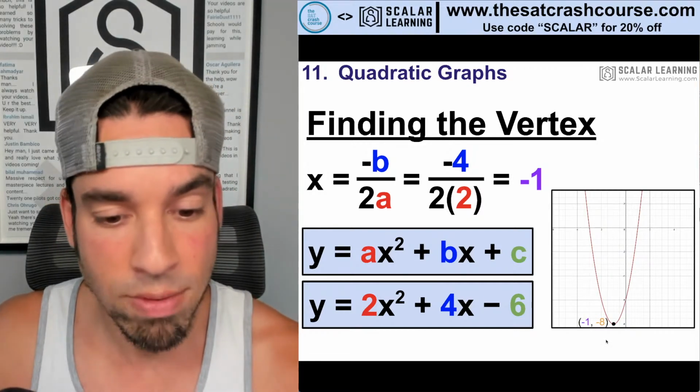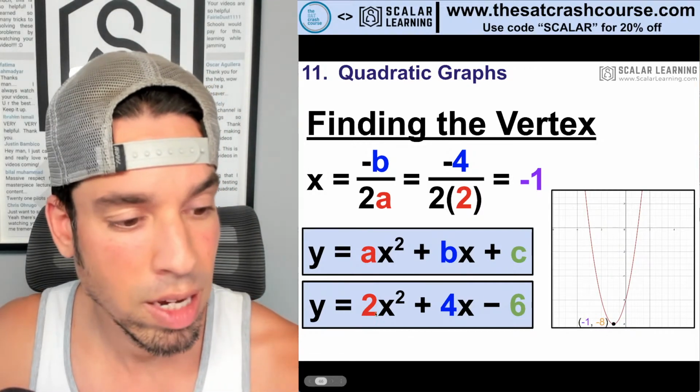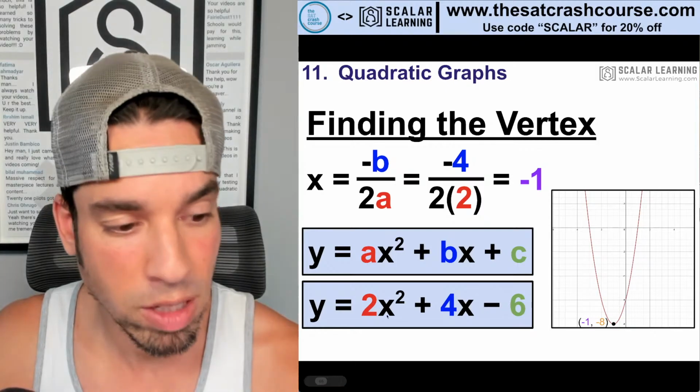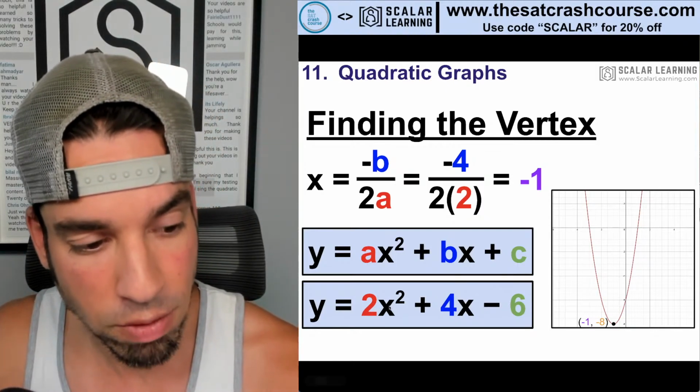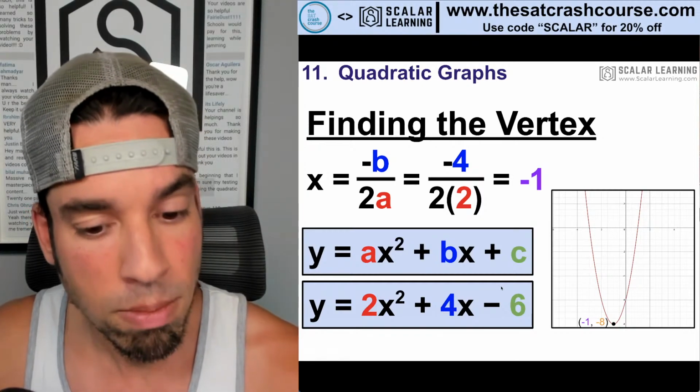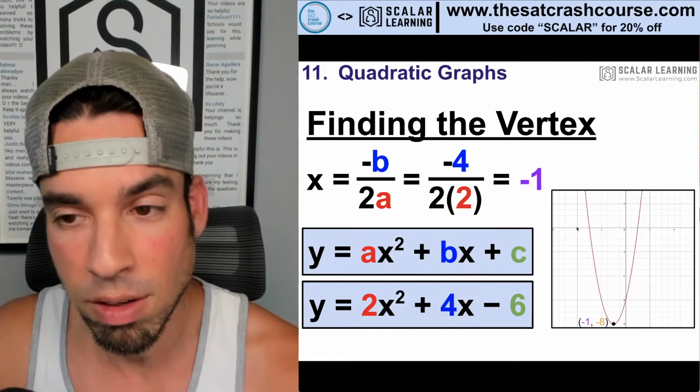How do I know that the y value is -8? Because you can plug -1 in and see what you get for the y value. -1 squared is 1, times 2 is 2, plus 4 times -1 is -4, 2 plus -4 is -2, minus 6 is -8. (-1, -8), boom, done.